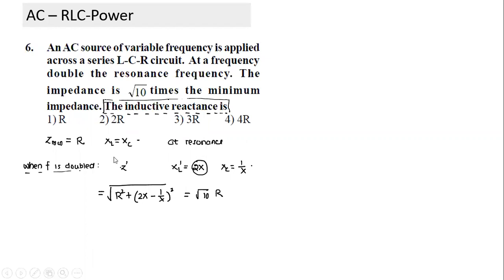Signesh: Sir, I didn't understand how we took the capacitive reactance as 1 by X. Sorry, 1 by 2X. I didn't write the 2. Sorry, 1 by 2X, I didn't write it properly. So this 1 by 2X will become half, and this will become double. This also is an easy question. I think you can solve it yourself.